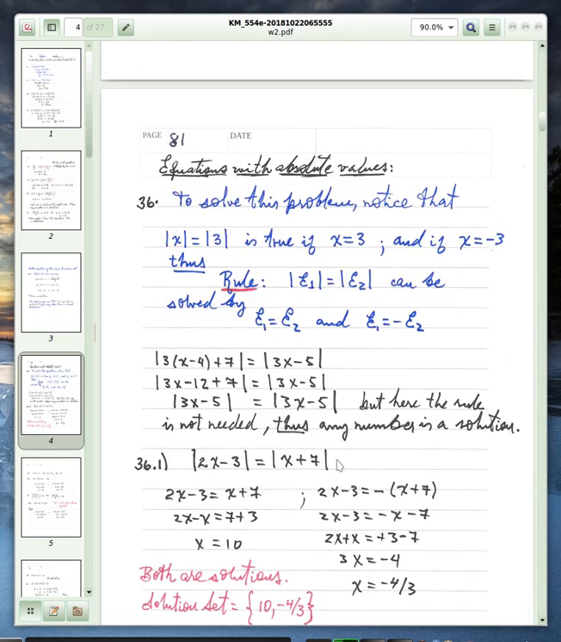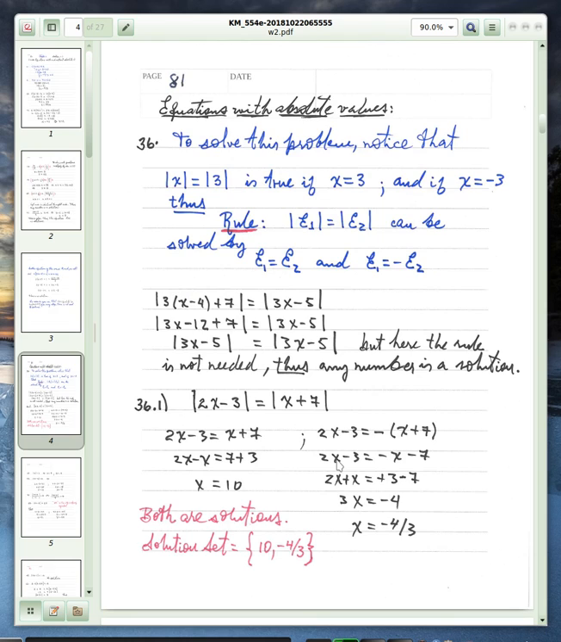And now we are getting into equations with absolute values. Now, suppose we have this problem. Don't mind this 36 here, or this comment. Suppose we have absolute value of x equals 3. You know that that is true in either case, that x is 3 or if x is negative 3. Because if I have 3 or negative 3, it will be true. Right? Now therefore we can state the rule.